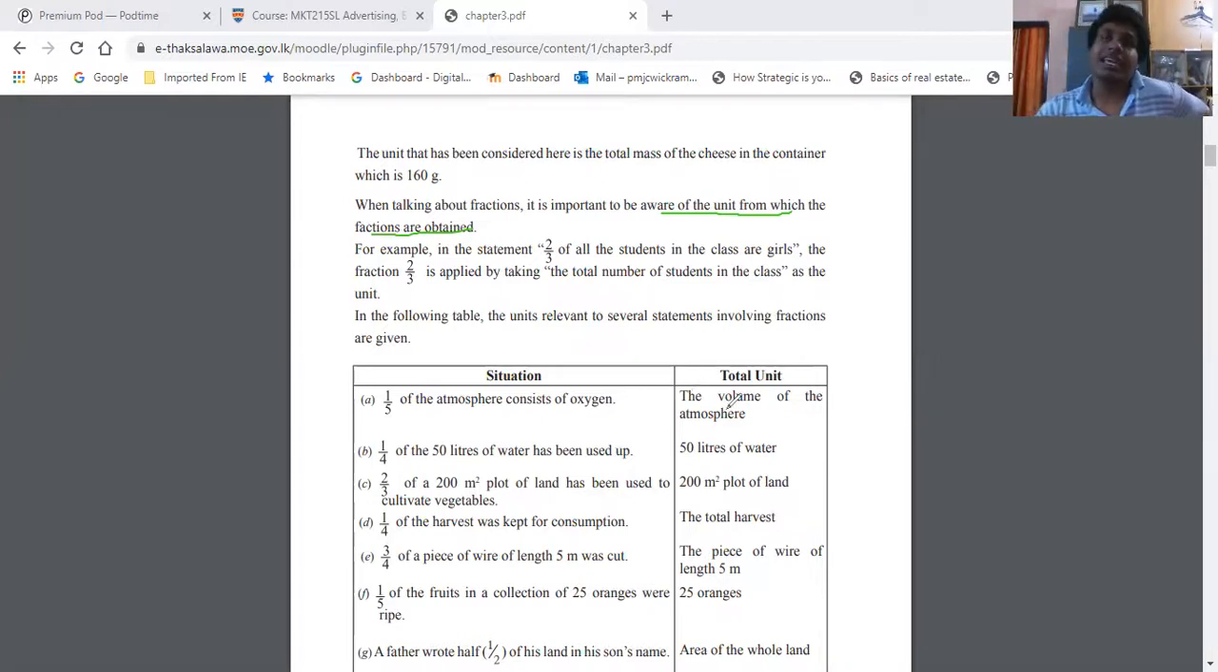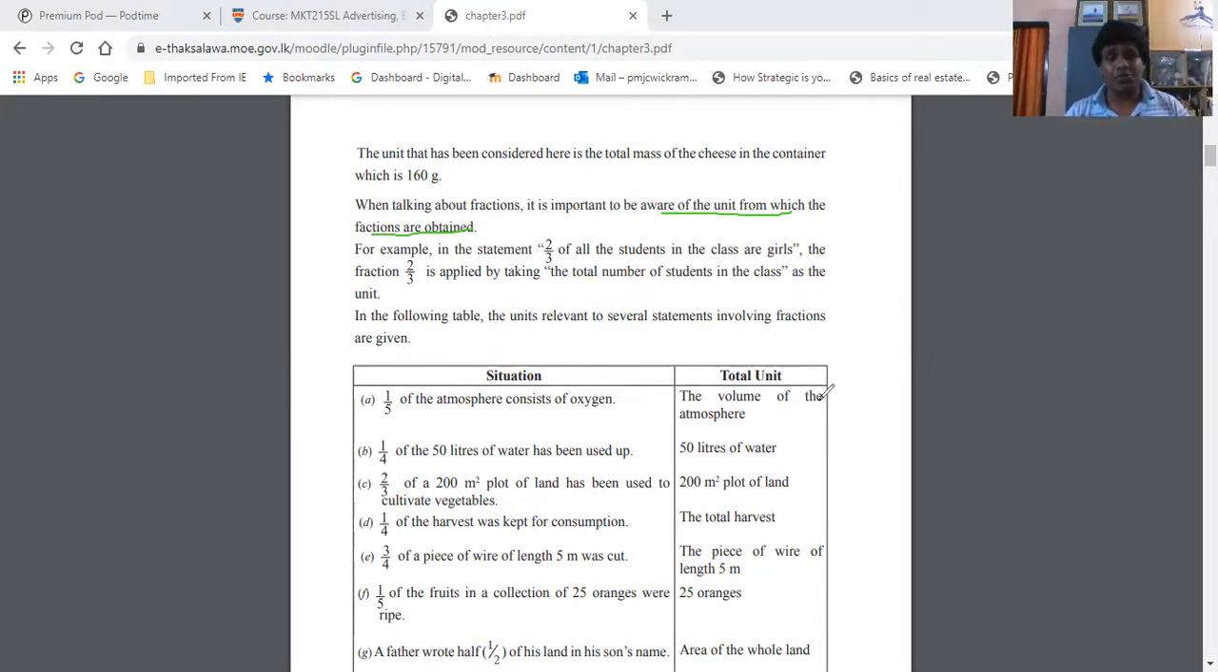In the chocolate case, it can be considered as grams, let's say. But here they have said it more clearly. 1/5 of the atmosphere consists of oxygen. That means the total unit is the volume of the atmosphere. 1/5 of the atmosphere is oxygen, because nitrogen, carbon dioxide and many other gases are there. If you want to learn more about those, you should tune into our PD director Henry's science class. Definitely, she will be teaching those. Anyway, 1/5 of the atmosphere consists of oxygen. The volume of the atmosphere is the total unit.